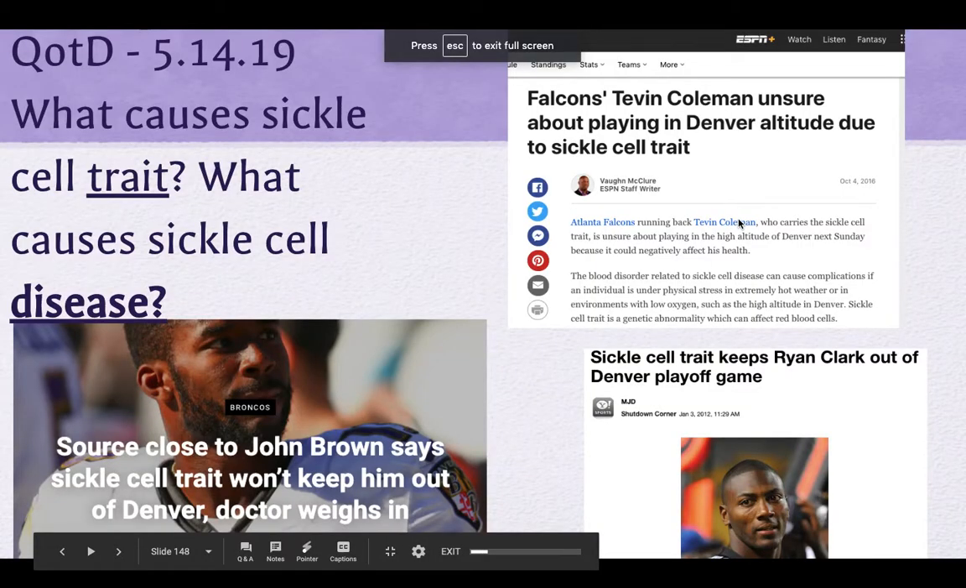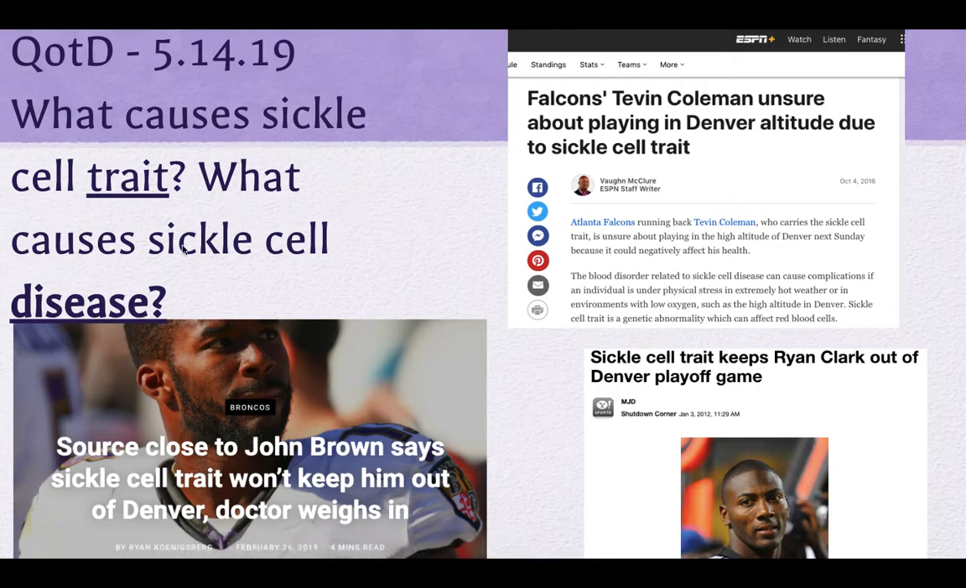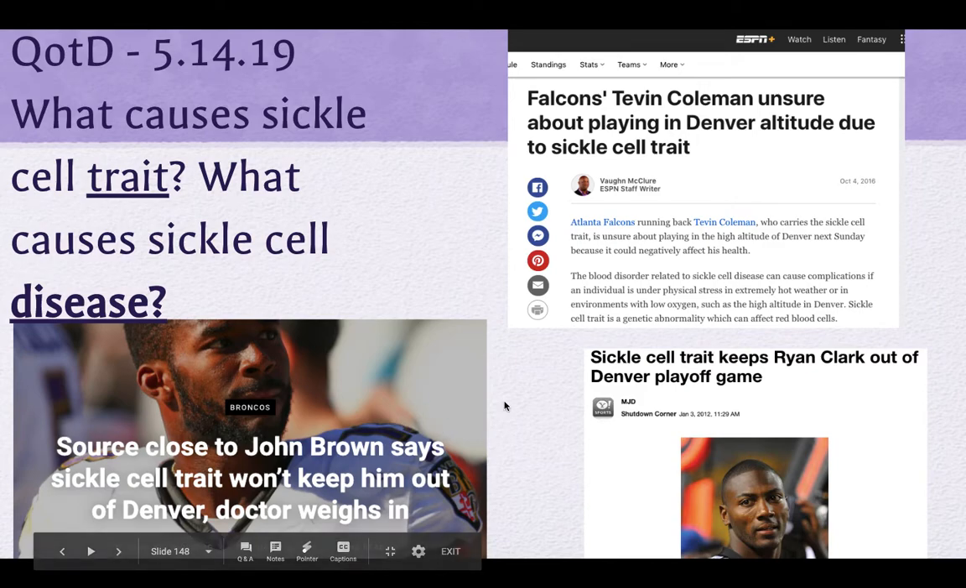Hello and happy Tuesday. In today's class, we spent a little time reviewing what causes the sickle cell trait. And then I wanted to know if you know the difference between sickle cell trait and sickle cell disease. So we talked a little bit about these three guys right here.